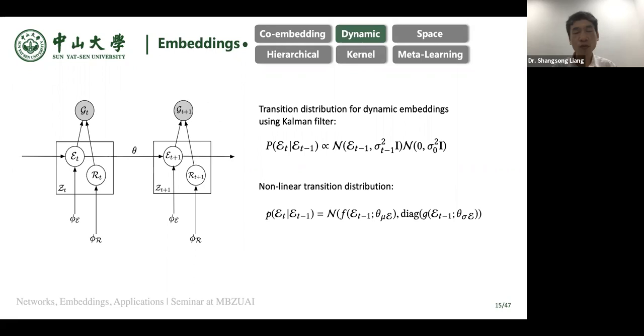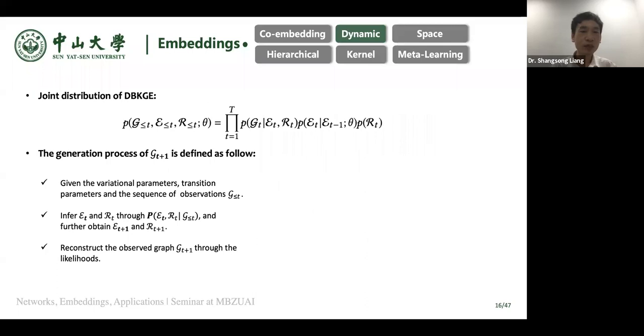So we model it by a normal distribution. Actually, you can model it by other functions, that's fine. And we use the nonlinear transition distribution. You can see here, although we model it by a normal distribution, the mean is modeled by a neural network, the F function here. And this is the learning objective of our dynamic knowledge graph.